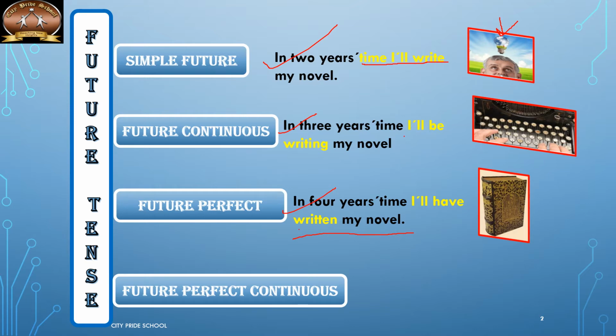Okay. Now for future perfect continuous, we can say that the person is saying, in 3 years' time, I'll have been writing my novel. So that means some part of the novel will get over, some chapters will get over, whereas the novel is still being written. So it is a combination of perfect and continuous tense.